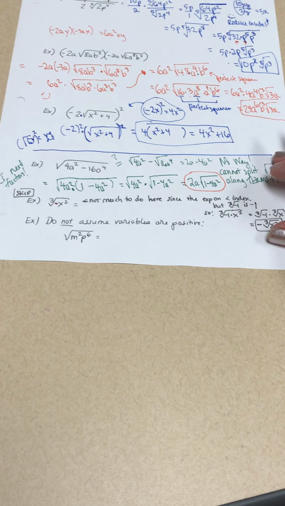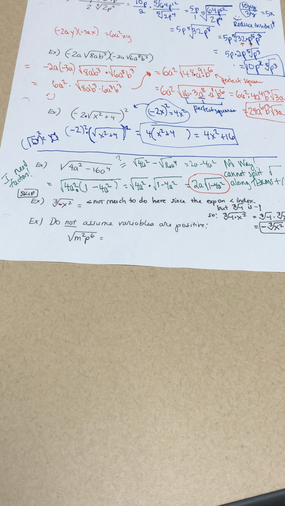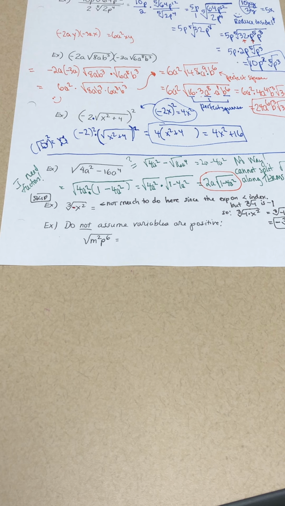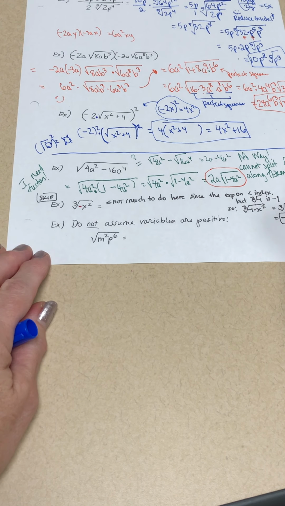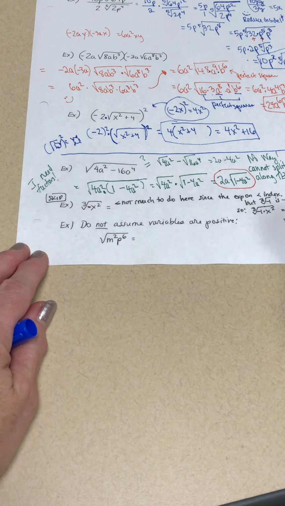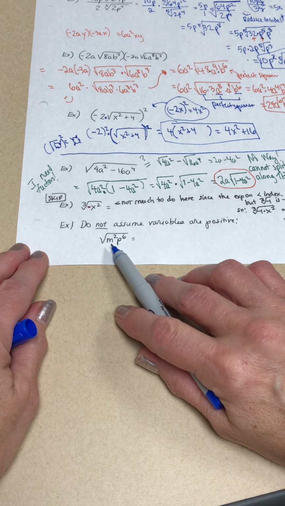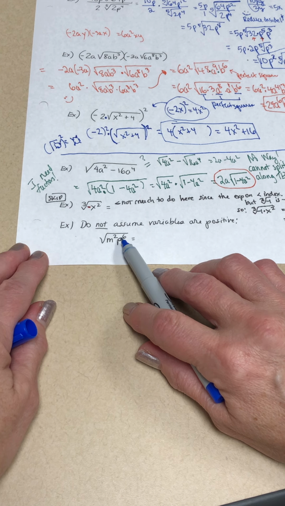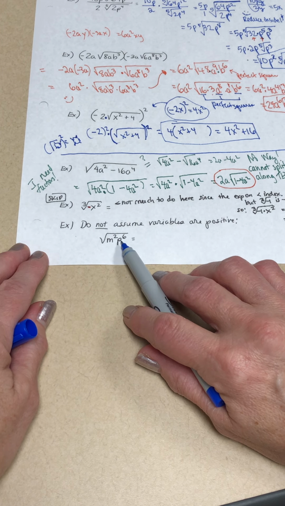All right, one last tiny little problem, which might show up on one of your graded assignments or on the test. Do not assume the variables are positive. What does that do to the problem? This seems really simple. What's the trick here? Do not assume the variables are positive. Well, that means when I squared m, if it was negative, I lost that negative. I'll never get that negative back.